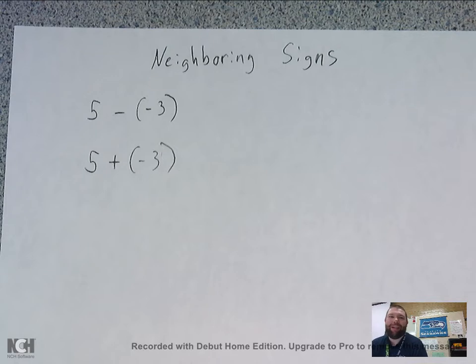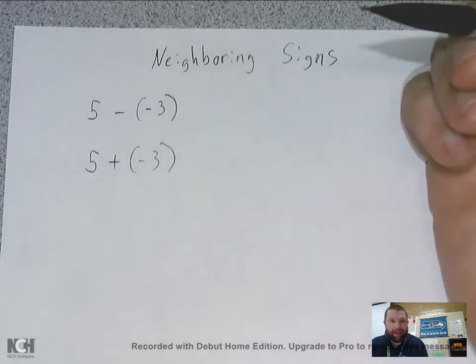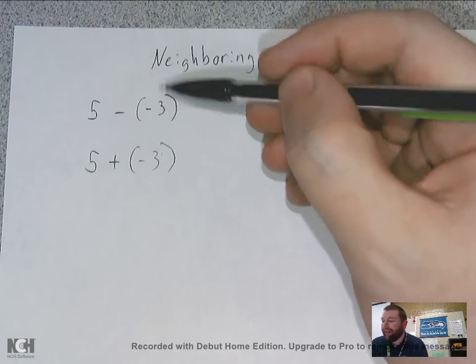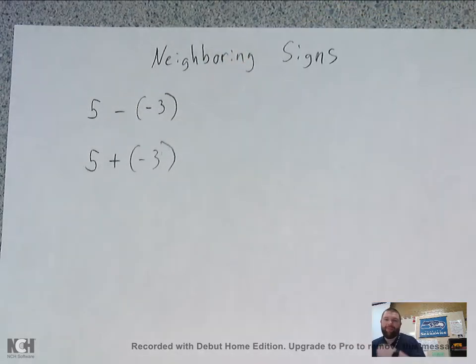So today we're going to be talking about neighboring signs, which is when we have two math signs, specifically add and subtract, that are right next to each other. That means there's no number in between them. We just got two signs right next to each other. And there's a pretty simple way of looking at it. And I actually have a song that I'm going to go over with you guys to help you remember it. But it's pretty simple, really.